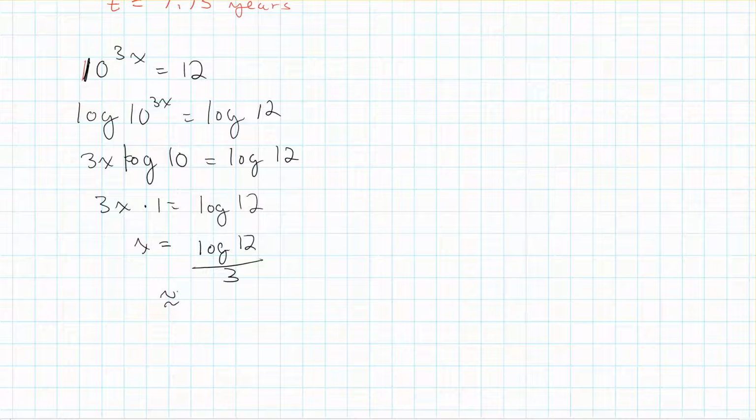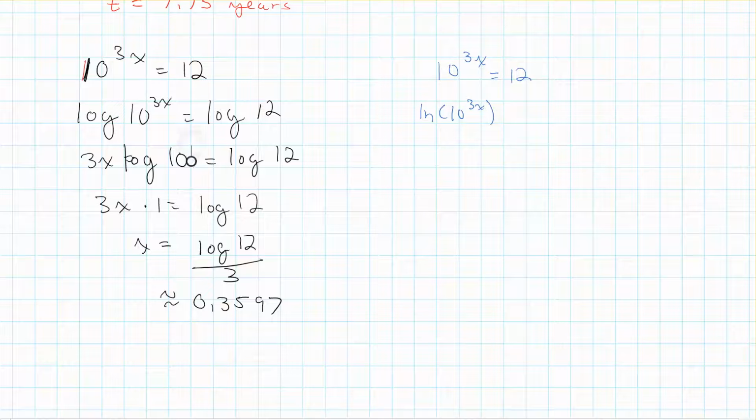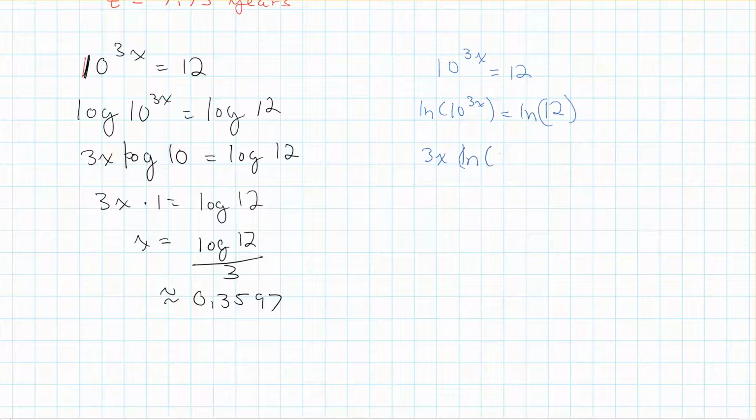So we have log of 12 divided by 3, which would be 0.3597 approximately. Now, I just want to put off to the side here, you could have done this with natural logs, you still would have gotten the same answer. If you had 10 to the 3x is equal to 12, and you did the natural log of both sides, well, you'd still get this 3x coming out in front, times the natural log of 10, natural log of 12.